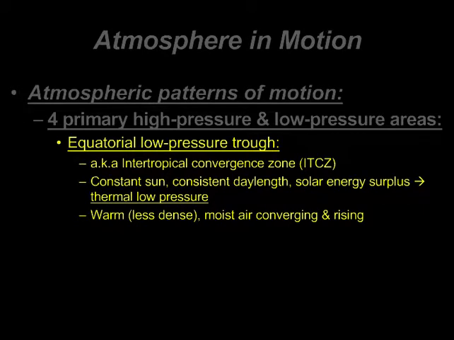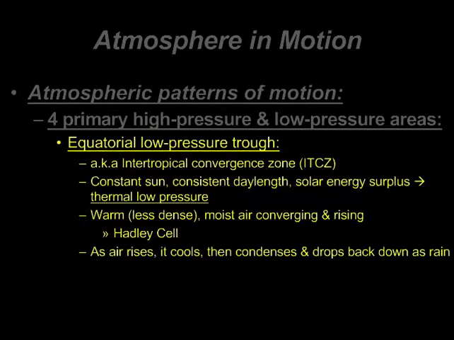What we're going to find here is very warm, once again warm, also we associate with less dense, moist air that's converging with each other and then rising. So we have more warm, moist air converging and rising. This is all called the Hadley Cell, which I'll describe and illustrate on a following image.